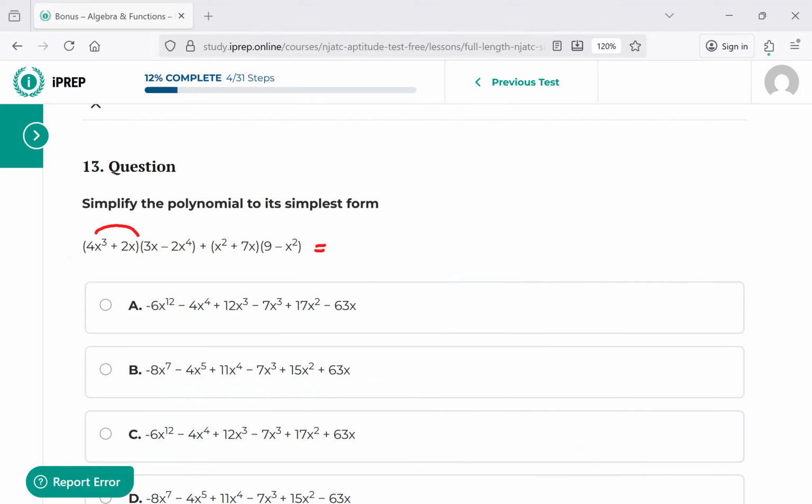Well, 4 times 3 is 12. And then you have x to the fourth, right? Because x cubed times x to the 1. So you're multiplying the letter and the constant. So that's going to be 12x fourth.